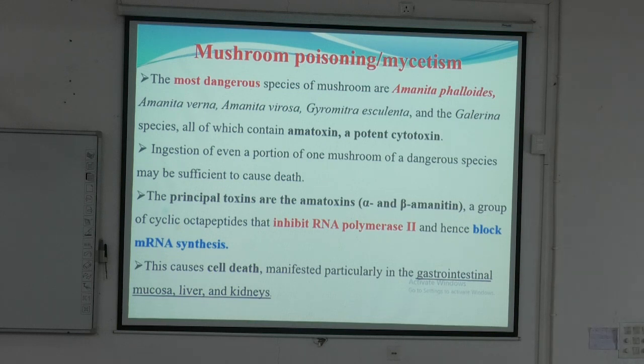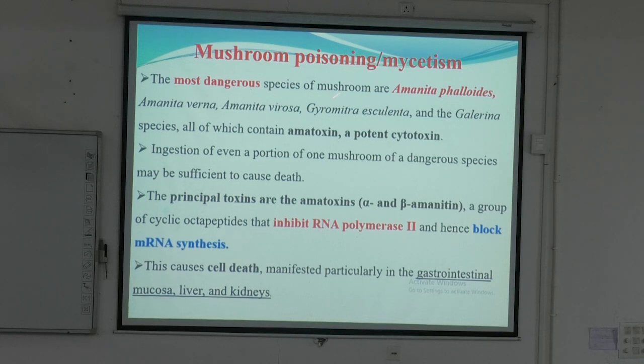Now lastly, coming to mushroom poisoning. So mushroom, basically the muscarine, from which the muscarinic receptor comes, this muscarine can be obtained from mushrooms also. So different mushrooms contain different alkaloids that can increase or decrease cholinergic transmission, and ultimately poisoning can happen.